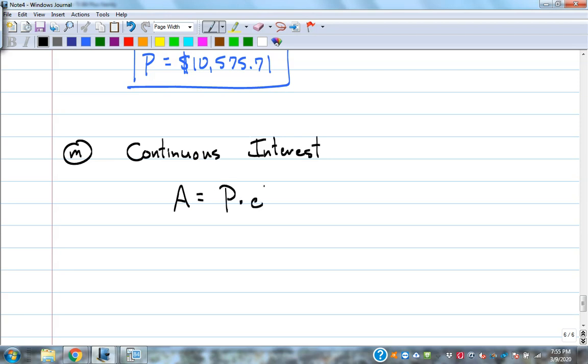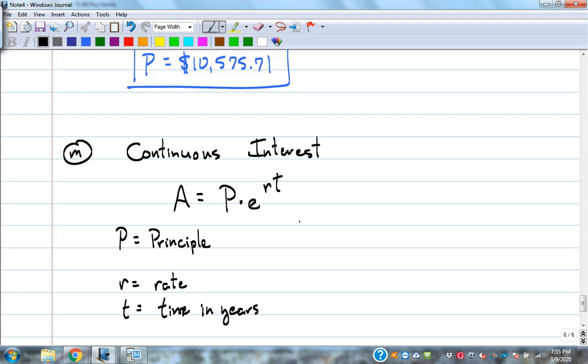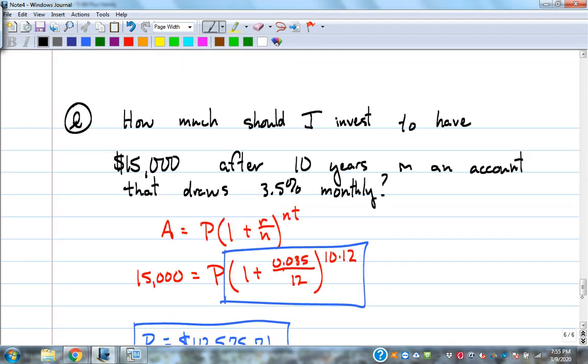Continuous interest is a simpler formula. It's principal and then E to the RT. P is your principal. Again, same thing. R is your rate. T is time in years. That's all the same. E is the exponential number, and I'll show you what that is.